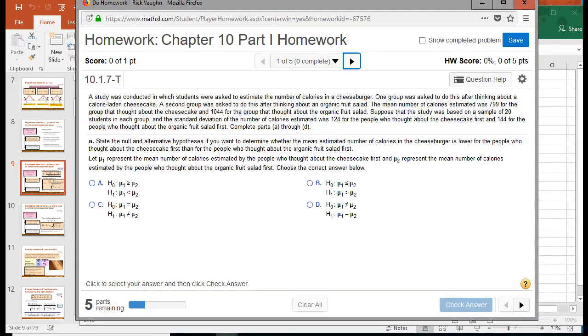We're going to look at question 1 for the Chapter 10, Part 1 homework for business stats. This question involves what's called an independent samples t-test. We have two groups, and we're looking at the mean of group 1 and the mean of group 2, and we're wondering if, based upon the evidence that we have, we can conclude that the means of those two groups are the same. So this is the kind of test that we're doing.